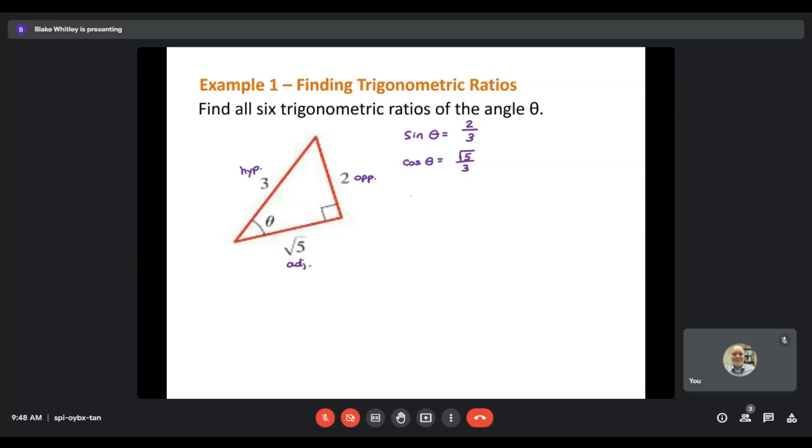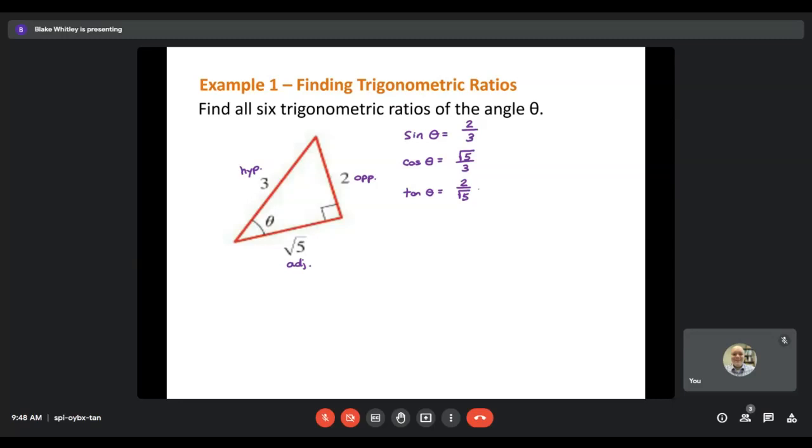And then our tangent of theta is going to be the opposite over the adjacent side. The opposite side is 2 here. The adjacent side is square root of 5. And I'm perfectly fine with you leaving things with square roots in the denominator. Sometimes it is useful to what we call rationalize these. So I'm going to go through that process real quick. But in general, on a test, I'm okay with you leaving answers like this.